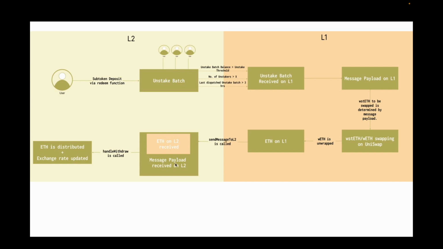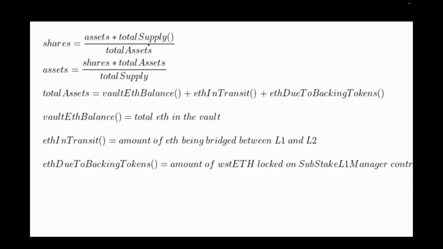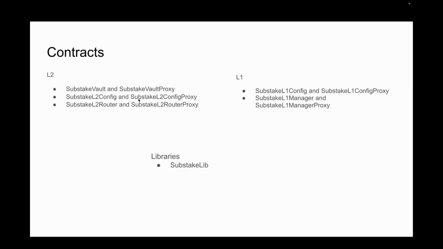L2 is received, message payload is received. Using these two things, the handle withdraw function will be distributing the ETH, adding the exchange rate. So the shares are calculated in the following sets, and the vault ETH balance, ETH in transit, and ETH due to backing tokens are also defined. And these are the contracts that we have implemented. So there is a product, Substake.